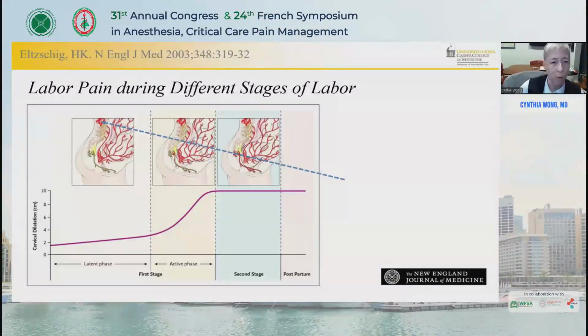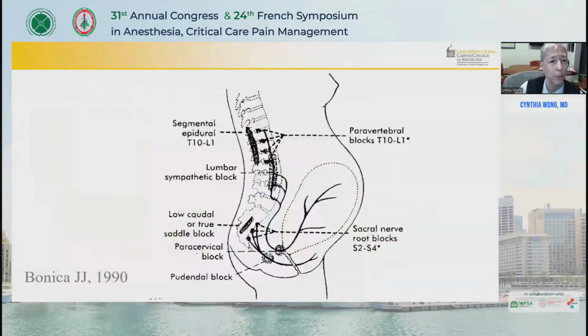Now, as labor progresses and the cervix starts to dilate even more, so this is the active phase of labor, the baby starts to descend in the birth canal, and the birth canal is innervated differently, right? It has sacral innervation, S2 to 4. So we start recruiting these sacral nerve roots. And then finally, in the second stage of labor, during the pushing phase, so the baby is really descending through the birth canal and the perineum to be delivered, then we've got a significant amount of sensory stimulus from the sacral nerve roots.